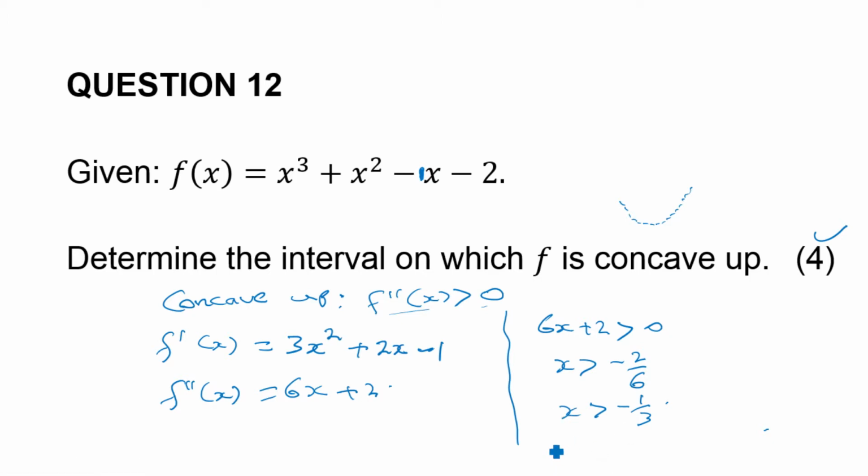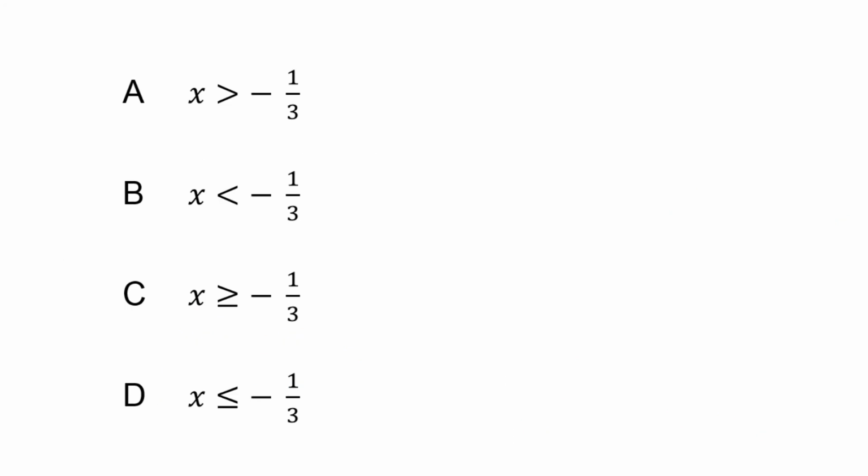Shall I just try for you? Okay, so x is an element of negative 1 over 3 to infinity, and neither of them are included, so round brackets. Let's see if we have both of them, or one. So it's just only one. Do you agree? Don't include it.